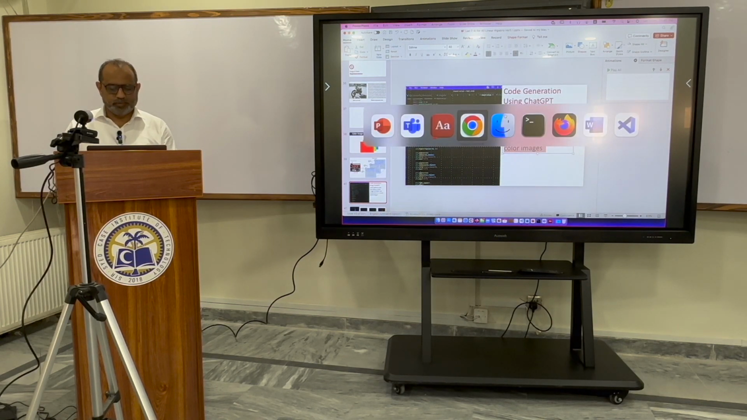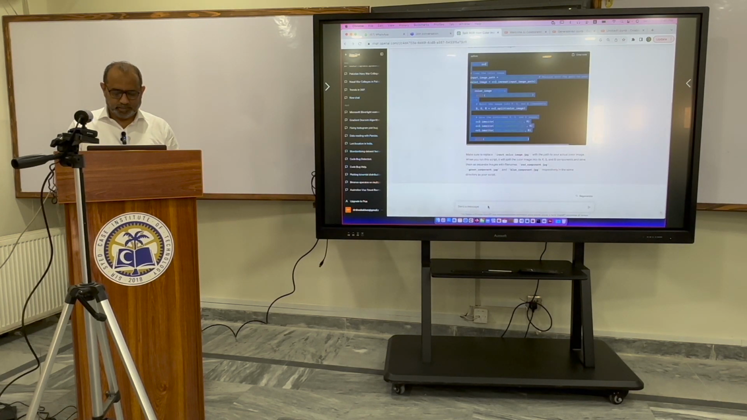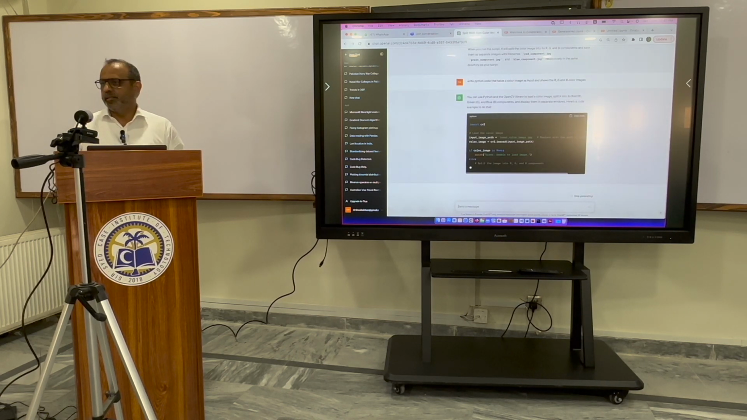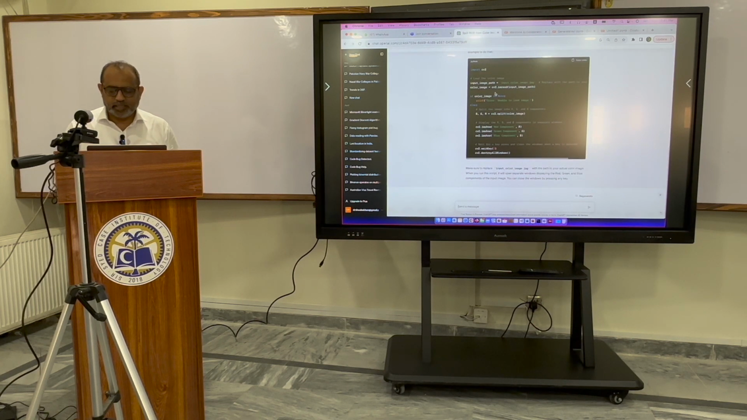Let's ask ChatGPT to do this. Here is ChatGPT. Hey ChatGPT, write Python code that takes a color image as input. Now it has generated the code, and all you need to do is replace the path with the path in your computer. You only give the name of the picture in JPEG and where it is. If it is in your C drive, in your pictures, just give that path.